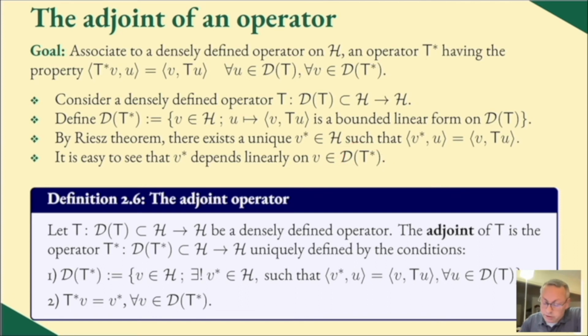So the adjoint is, well, you have the formal definition here. The adjoint of T is an operator which is uniquely defined by the condition that we have studied before. So the domain is the set of v such that there exists a unique v star such that this relation holds on D(T). And then you define T star on v by associating v star to the vector v. So this is the definition of the adjoint.